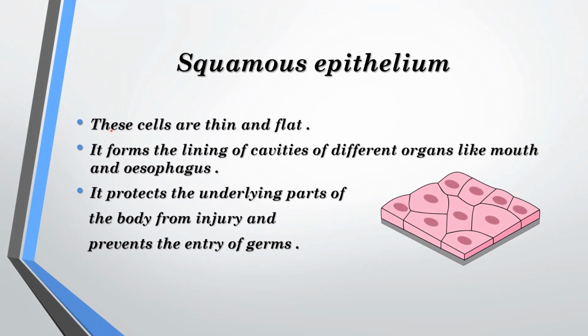Squamous epithelium. These cells are thin and flat. It forms a lining of cavities of different organs like mouth and oesophagus. Oesophagus, also known as the food pipe. It protects the underlying organs of the body from injury and prevents the entry of germs. This is the squamous epithelium. As you can see, these cells are flat.